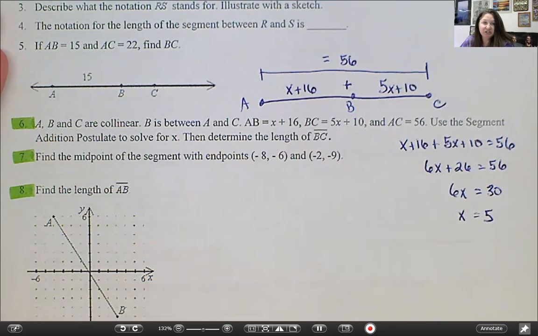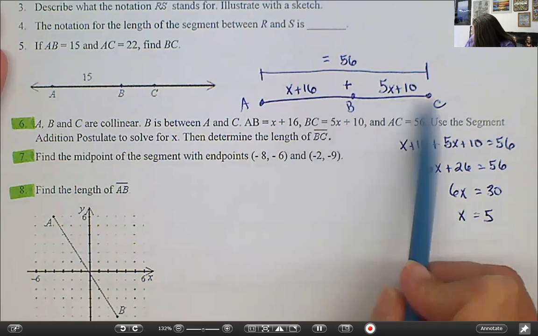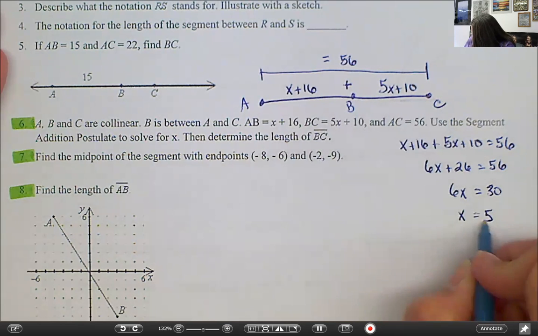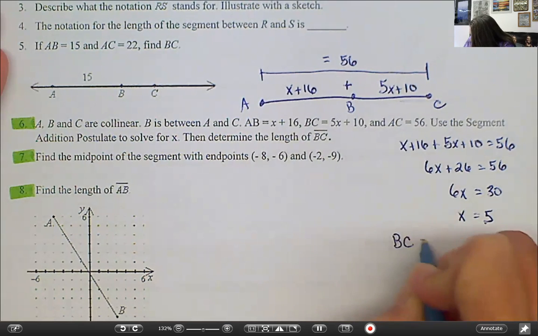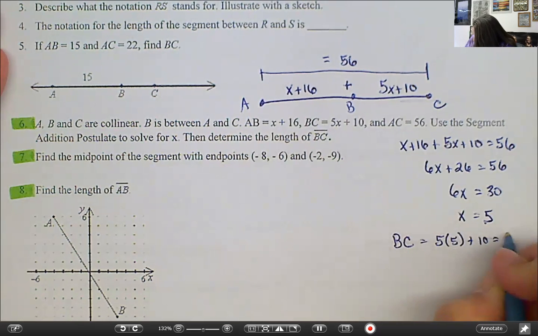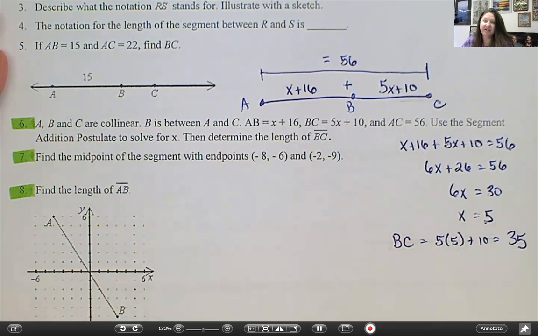Always make sure to go back and check to see exactly what the question is wanting you to solve for. Here they want the length of BC. So BC was this segment here. So plug in your 5. So BC would equal 5 times 5 plus 10, or then 35, for the length of that segment. So just be careful in there.